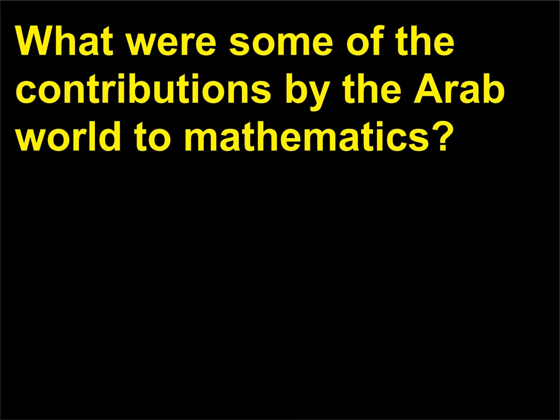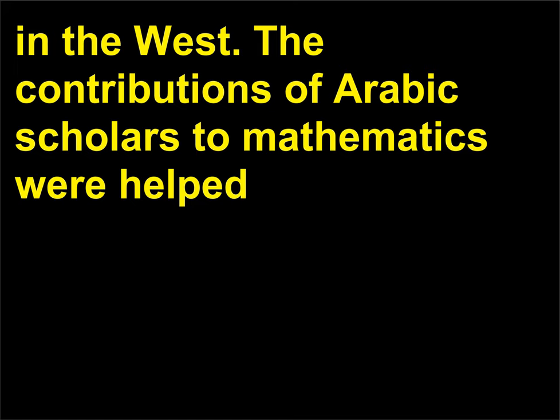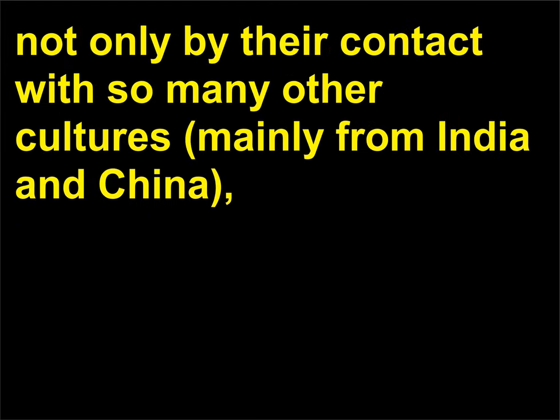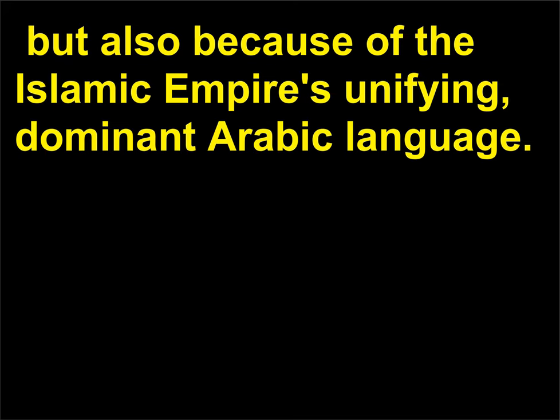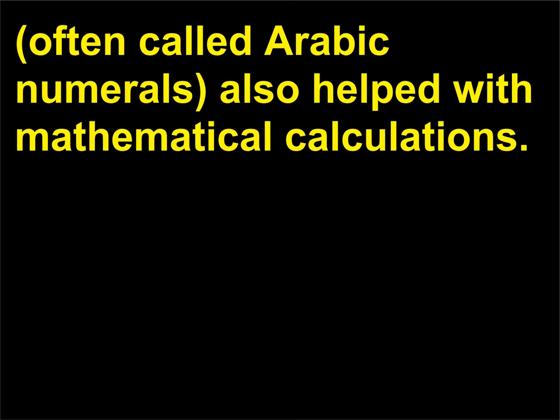What were some of the contributions by the Arab world to mathematics? From about 700 to 1300, the Islamic culture was one of the most advanced civilizations in the West. The contributions of Arabic scholars to mathematics were helped not only by their contact with so many other cultures, mainly from India and China, but also because of the Islamic Empire's unifying, dominant Arabic language. Using knowledge from the Greeks, Arabian mathematics grew. The introduction of Indian numerals, often called Arabic numerals, also helped with mathematical calculations.